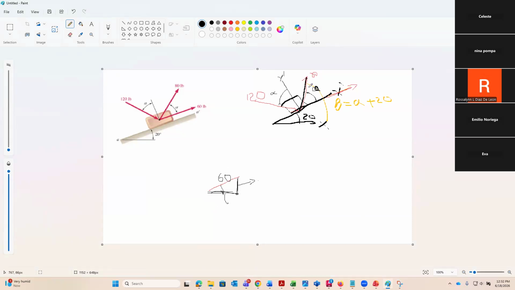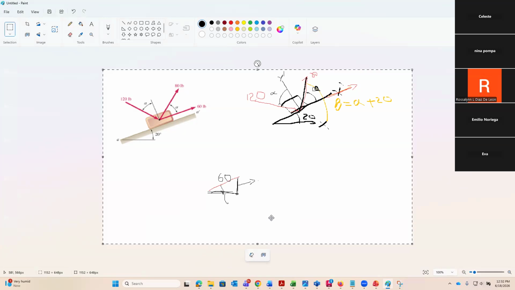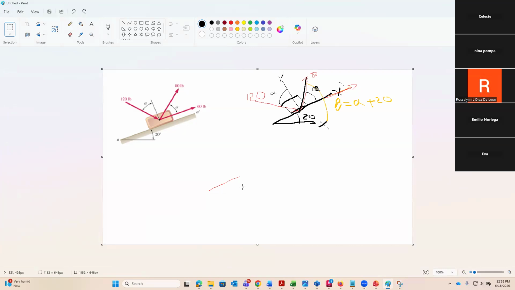Then for 80 it is the same concept. You just use, instead of 20, you use alpha plus 20, but that's the problem. We don't know what alpha is. So what we do is a system of equations. Okay, this is where the magic happens. So the system of equations is what I was saying before with a simpler example, but we're going to do it again. So summation of forces with respect to x.